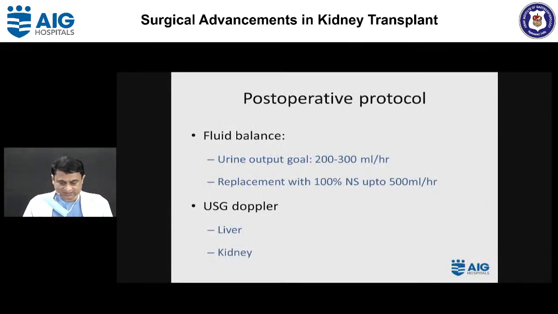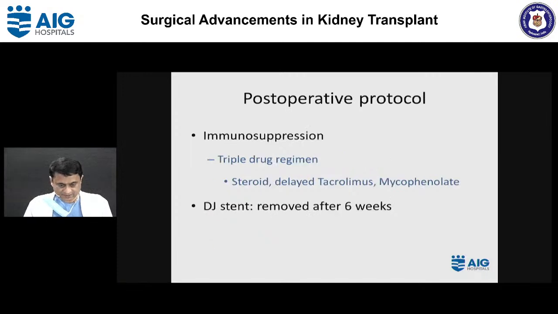The urine output goal is kept at about 200 to 300 ml per hour, and replacement with 100% normal saline up to 500 ml per hour might be required. We do daily Dopplers, especially for the liver. Immunosuppression is more like that of a liver transplant patient. Initially 3 drugs, later they come down, and the incidence of rejection, as I was pointing out, is much lower.